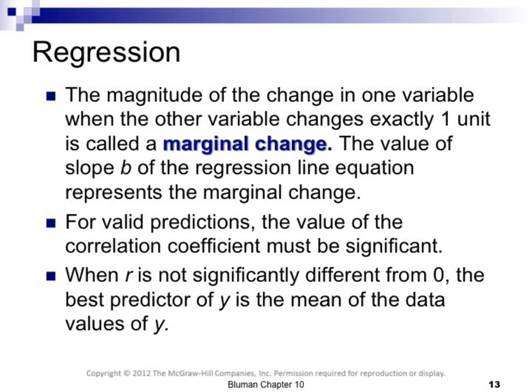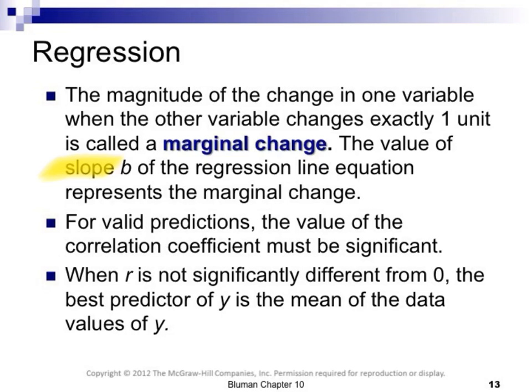The magnitude of the change in one variable when the other variable changes exactly 1 unit is called a marginal change. The value of slope b of the regression line equation represents that marginal change. So slope is the key word here. Remember, slope is sometimes a in some of the equations, but it's the number in front of the x.